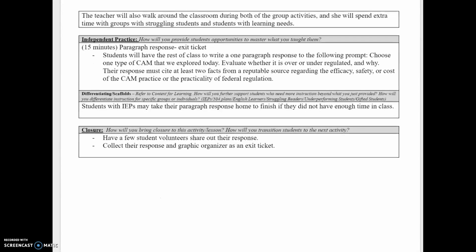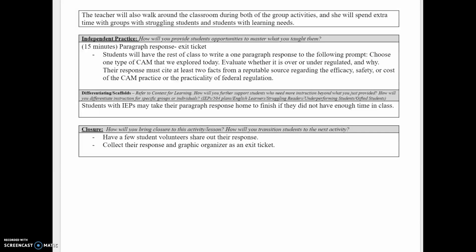And of course, for the closure, we'll have a few student volunteers share out their response if we have time in class. And finally, I'll go ahead and collect the response and graphic organizer as an exit ticket.